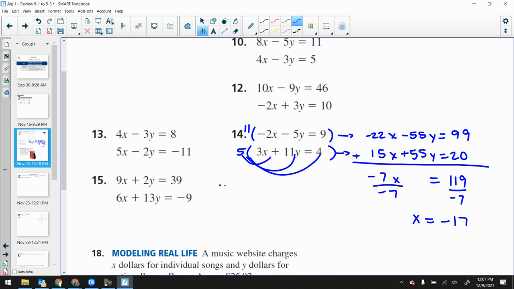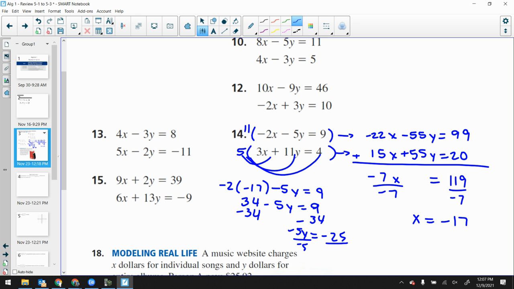Looks easier. Negative 2 times negative 17 minus 5y is equal to 9. So this is 34 minus 5y is equal to 9. I subtract the 34, and I get negative 5y is equal to negative 25. Divide by negative 5, y is 5. So is the correct answer on the key 5 comma negative 17? Oh, sorry, flip it. Negative 17 comma 5? Yeah. Negative 17 comma 5. There's my answer.